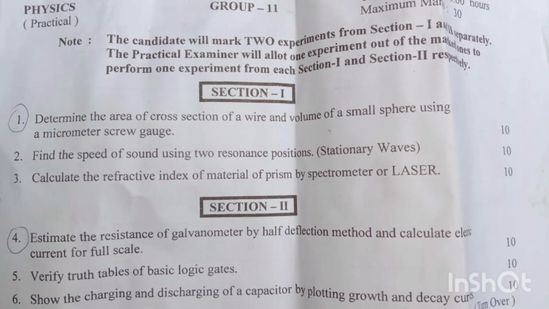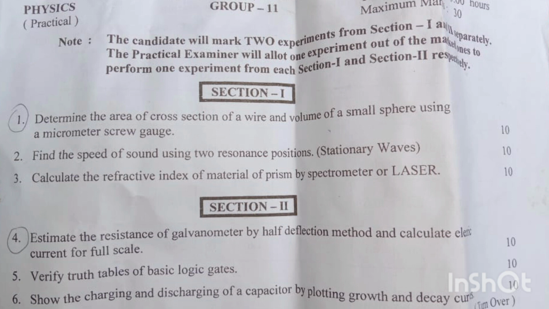Physics Practical Paper 2023 Group 11. Section No. 1. Question number 1. Determine the area of cross-section of a wire and volume of a small sphere using a micrometer screw gauge.